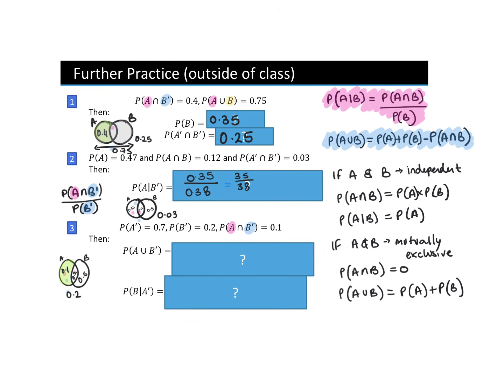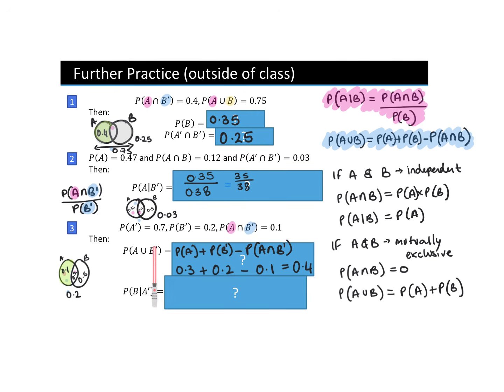B dash. Now, I can use that first formula. The probability of A plus the probability of B dash minus the probability of A intersection B dash. Now, the probability of A, 0.3, plus the probability of B dash, 0.2, minus, and they actually tell us this, 0.1. Okay, this is going to give me a total of 0.4. We didn't even need to draw the Venn diagram for this.